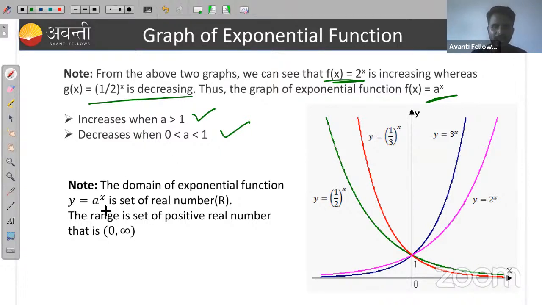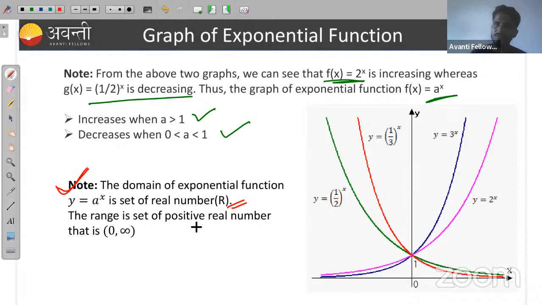Okay. And you can see the multiple graphs: 2 to the power x, 3 to the power x. And this is 1 by 2 to the power x, whereas red indicates 1 by 3 to the power x. For any number which lies between 0 and 1, the graph looks like this, and it keeps increasing if it is greater than 1. And from here you can see both the conclusions. The domain of the exponential function is the set of real numbers. It can take any real value.